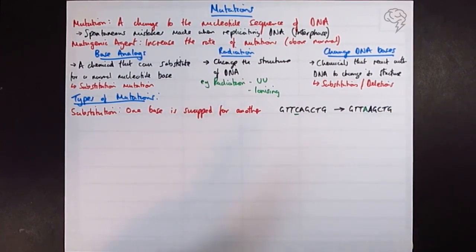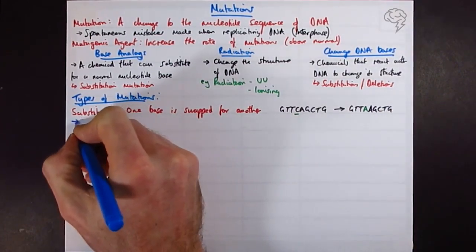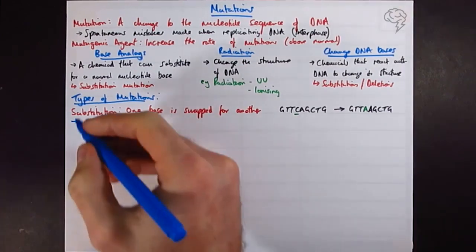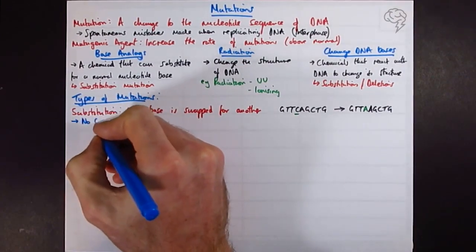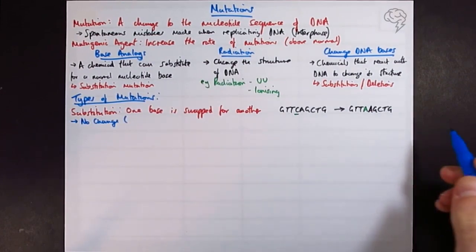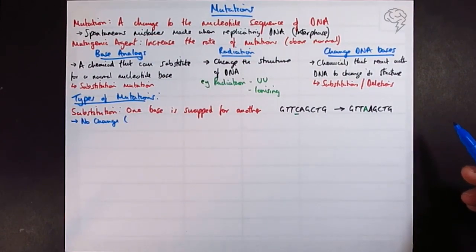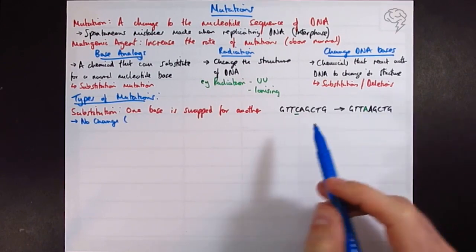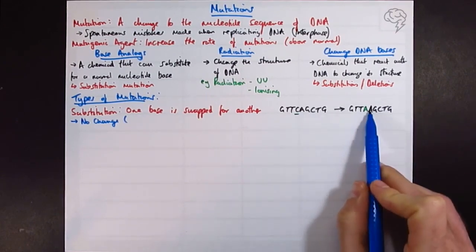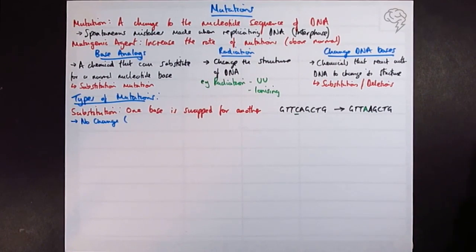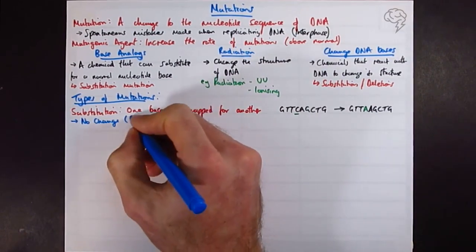So what can substitutions do? Well, it's possible that a substitution can have no change because DNA is degenerate. This means that there are more possible combinations of codons than there are amino acids. So you might change from CAG here to AAG here. Possibly that codes for the same amino acid, and therefore there'll be no change to the polypeptide.